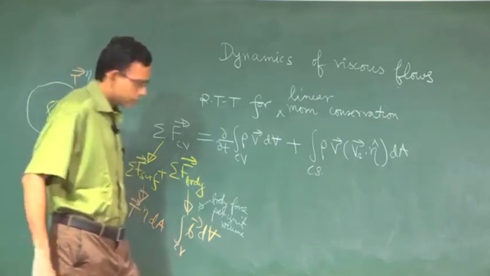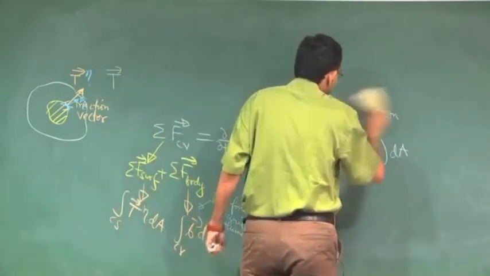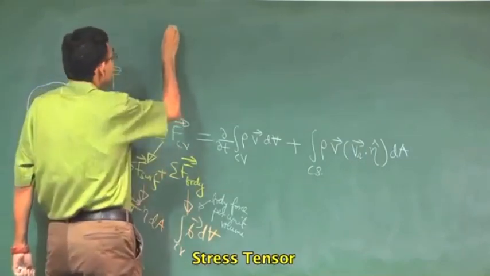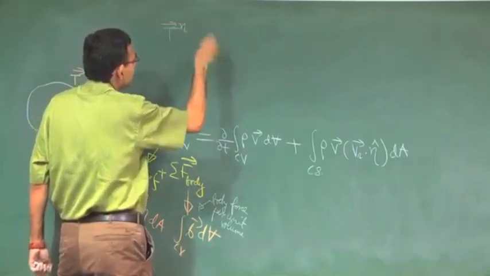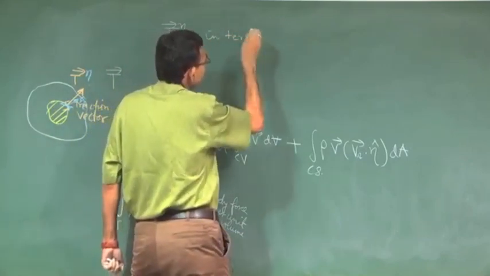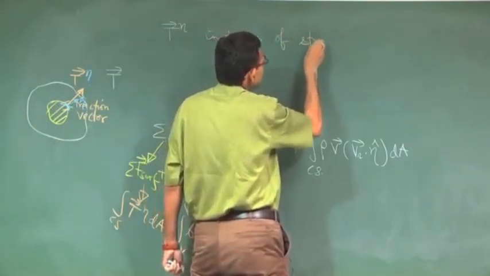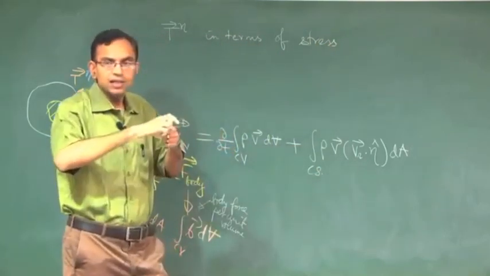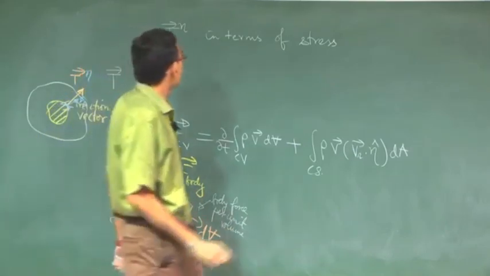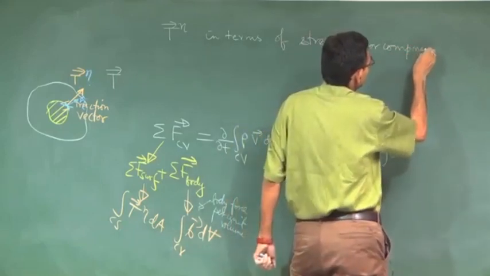Then our next job will be to express this traction vector in terms of some known parameters. Those known parameters are called stress tensor parameters. Not that they are explicitly known, but they can be formalized or they can be expressed as a function of the velocity gradients in the flow. So, in terms of stress tensor components. So, what is a stress tensor component? We will come to it in a moment.